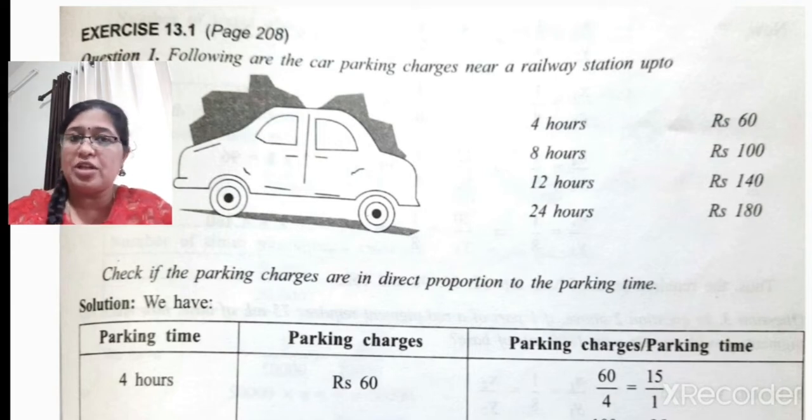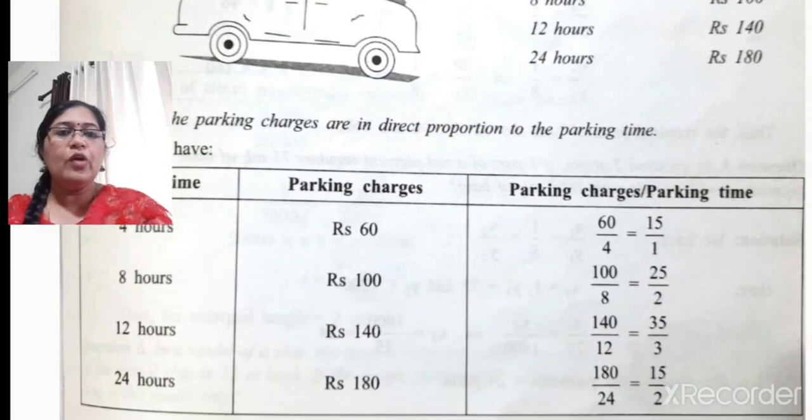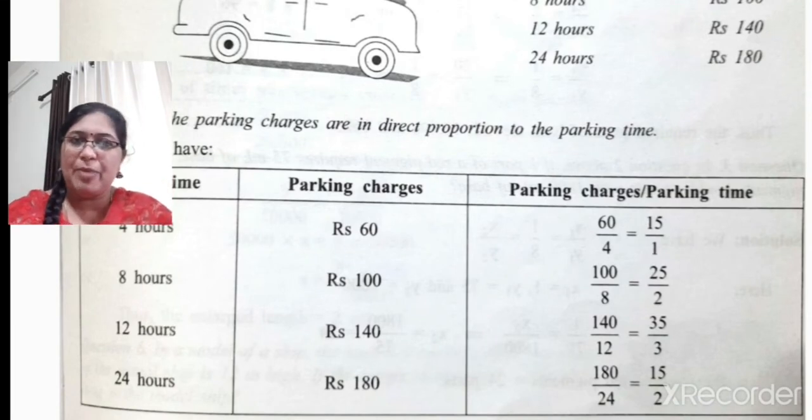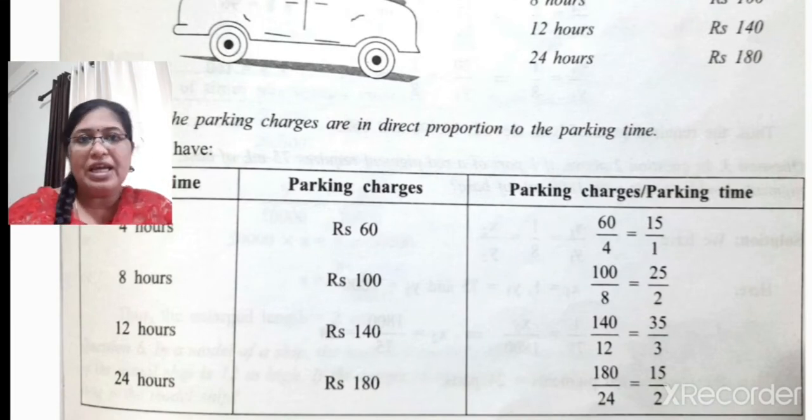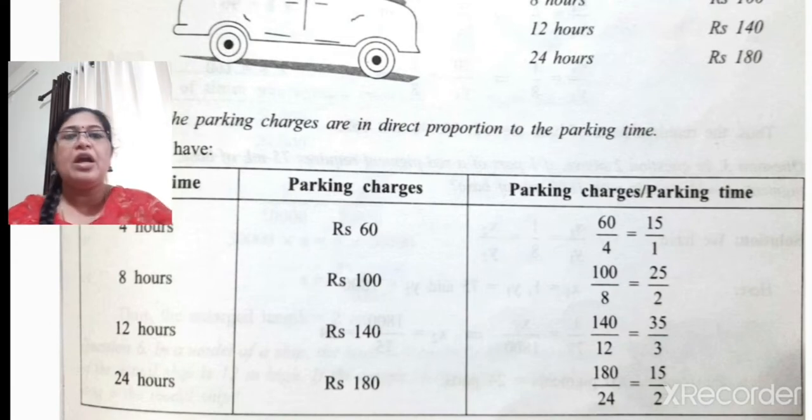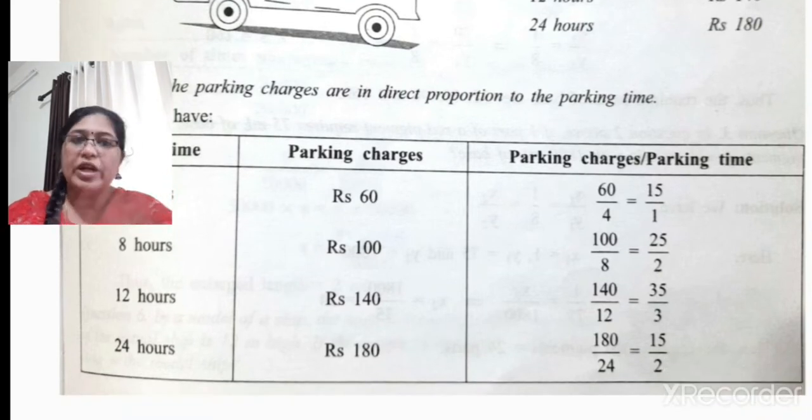If it is direct proportion, I told that if you are doing y by x, you should get a constant. Then we can tell that it is direct proportion. The ratio should be equivalent. So let us see. Now here 4 hours, 60 rupees means 60 by 4. When you are dividing, you are getting 15 by 1 or 15. Now 8 hours, 100 rupees means 100 by 8, which is 25 by 2. 140 and 12 means 140 by 12, you are getting 35 by 3. And 180 and 24 means you are getting 15 by 2.